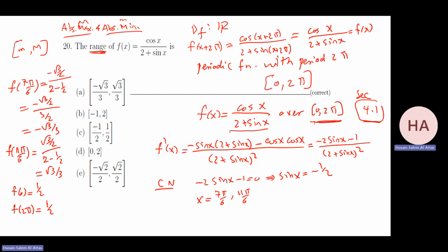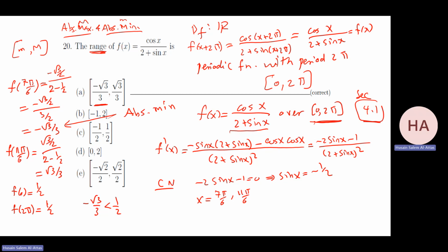Okay, so very clear, minus square root 3 over 3 is less than half. This is negative, this is positive. So this is my absolute minimum. So this is for sure the absolute minimum. By the way, this is the only answer. Okay.